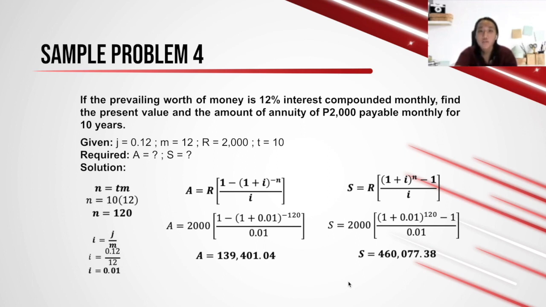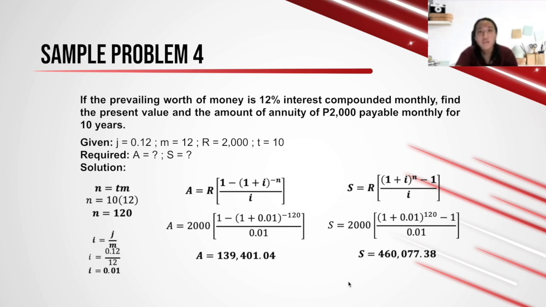For a solution, we first compute for n and i because they are the variables needed in the formula. So n is equal to t times m, so n is equal to 120. i is denoted by j over m, so i is equal to 0.01. We now substitute the values into the equation. First, we solve for the present value A. A is equal to R times [1 minus (1 plus i) raised to negative n] over i.